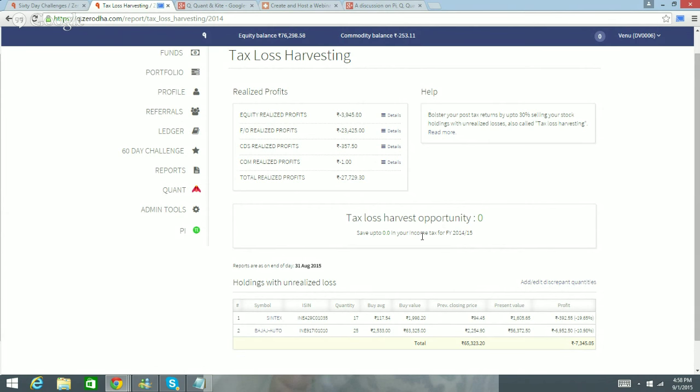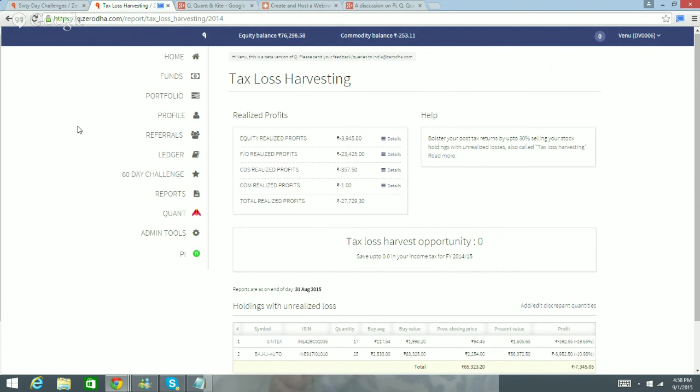So very soon we'll also start adding the bonus into this tax loss harvesting opportunity. But the way the markets are going this year, I don't think anyone's getting any bonus. Okay, where were we? We were in tax P&L.